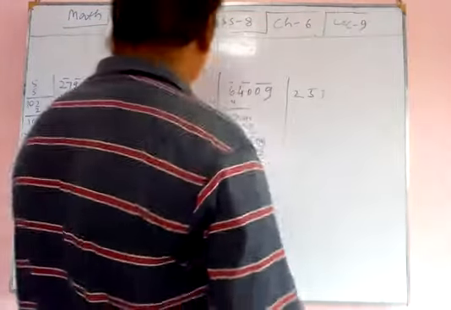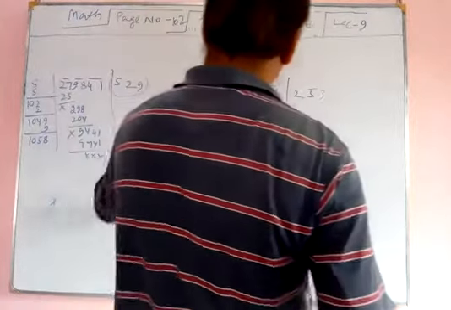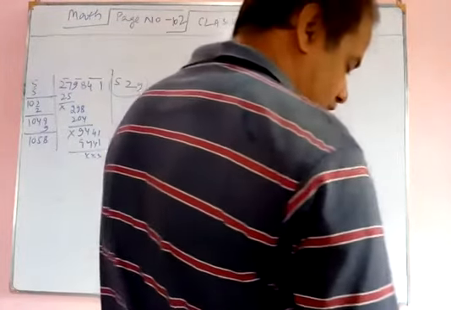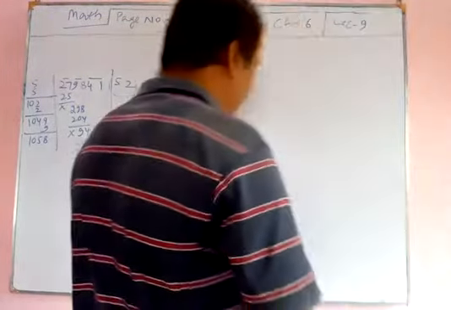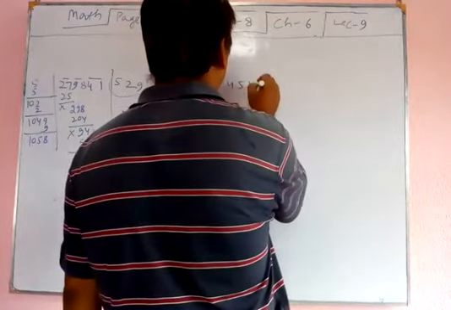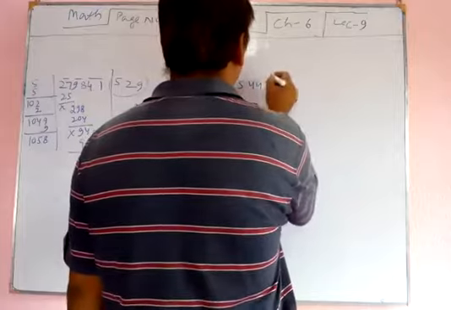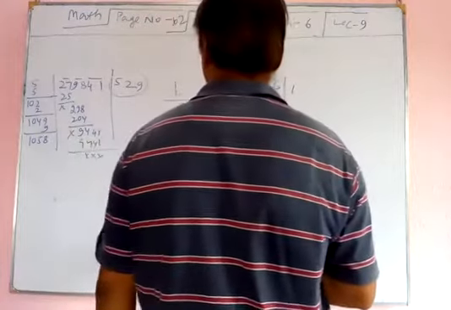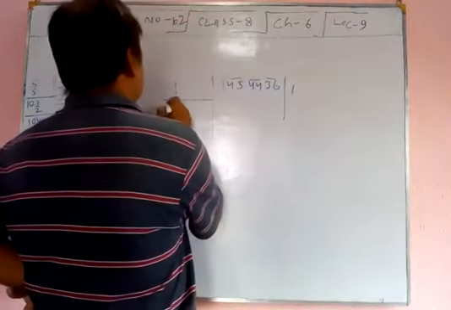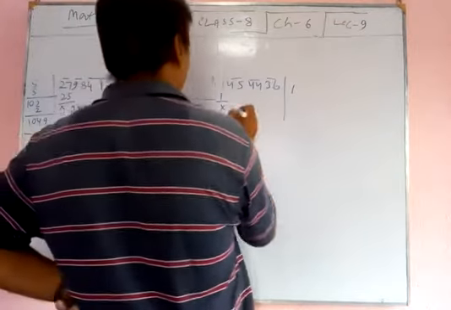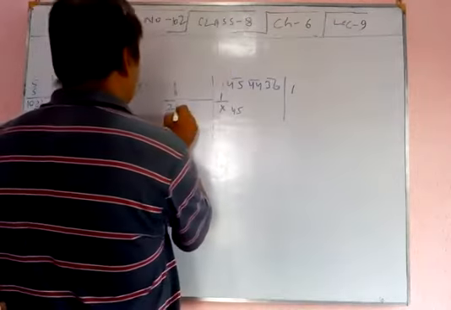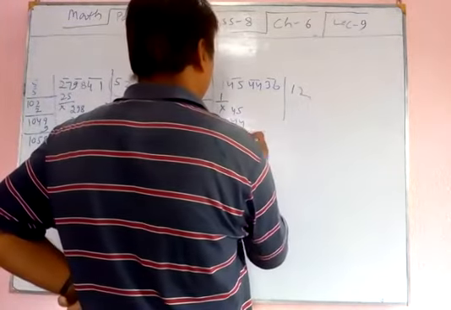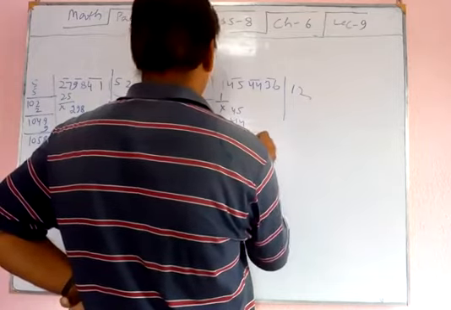Next is example number 15. Find the square root of 145436. 145436. So the number of bars will be 4. 1 times 1 will be there, 2 is there, so 45. So 2 times it is 24, it is 44. So 1 is there, and then 44 is there.